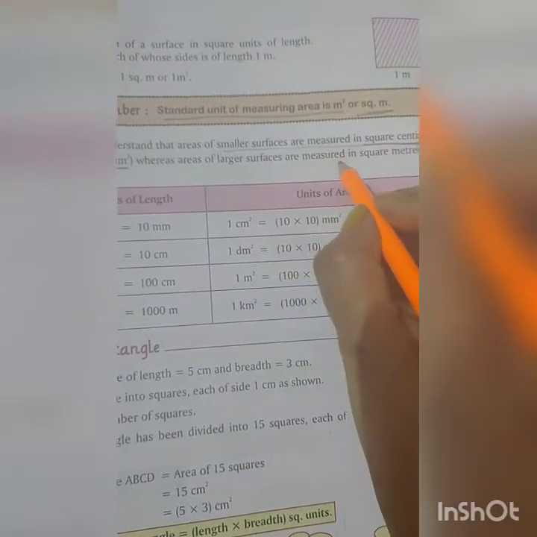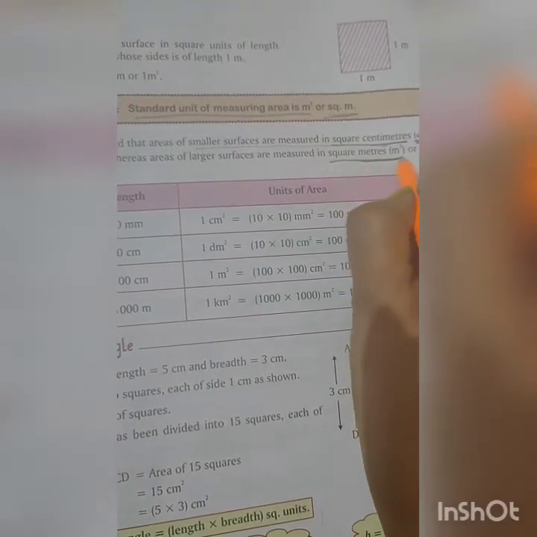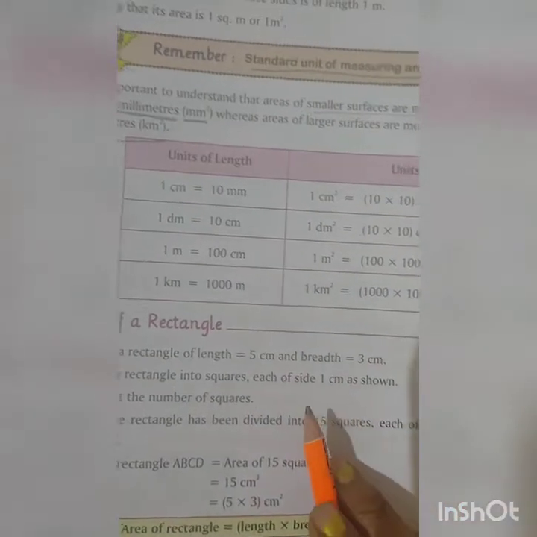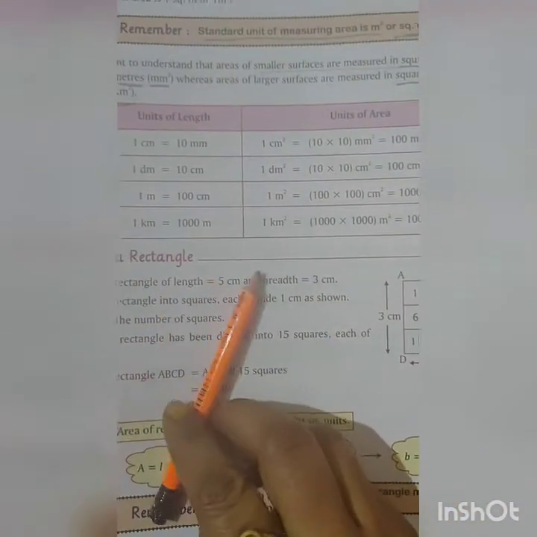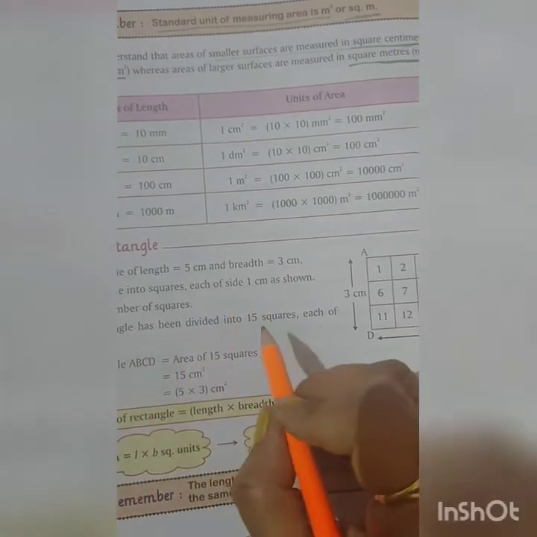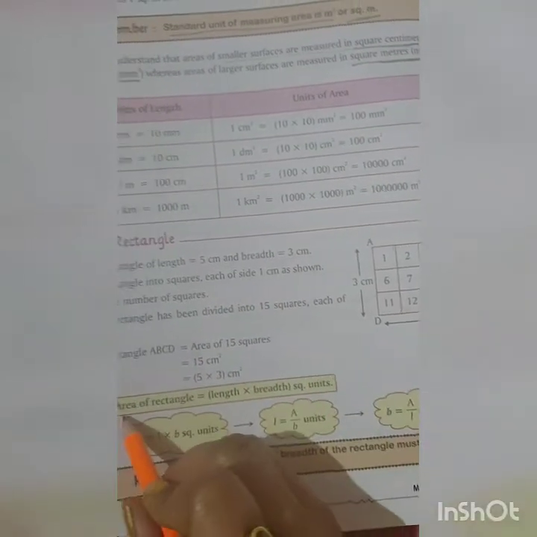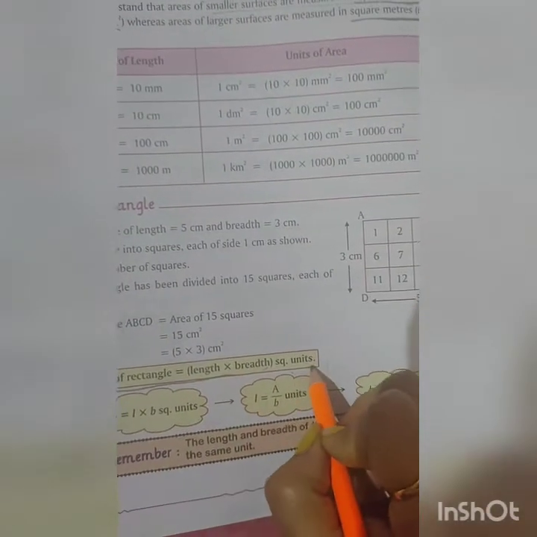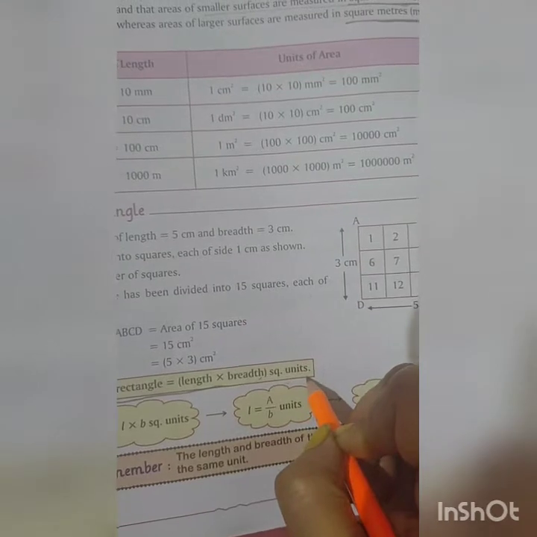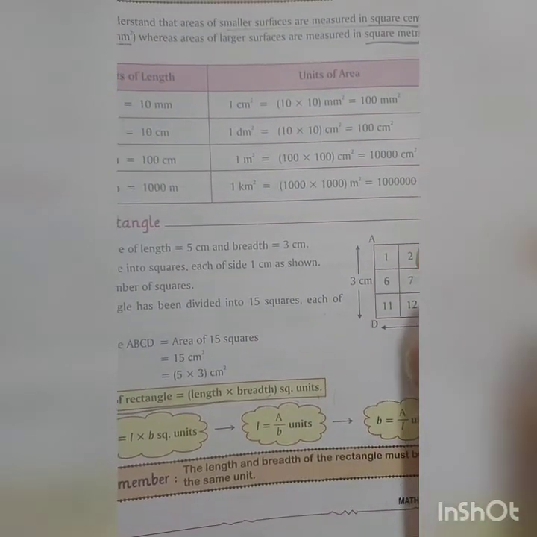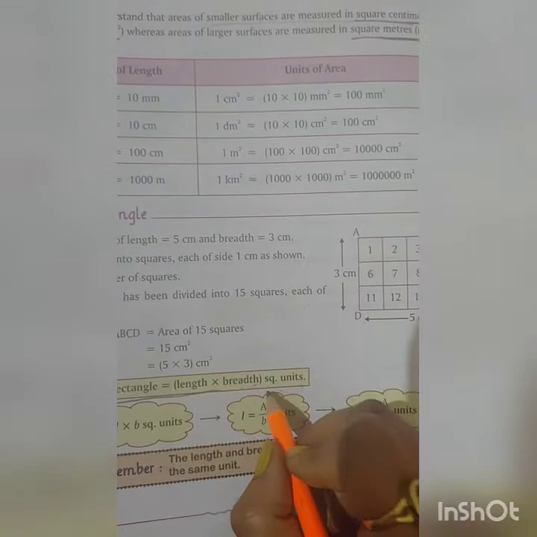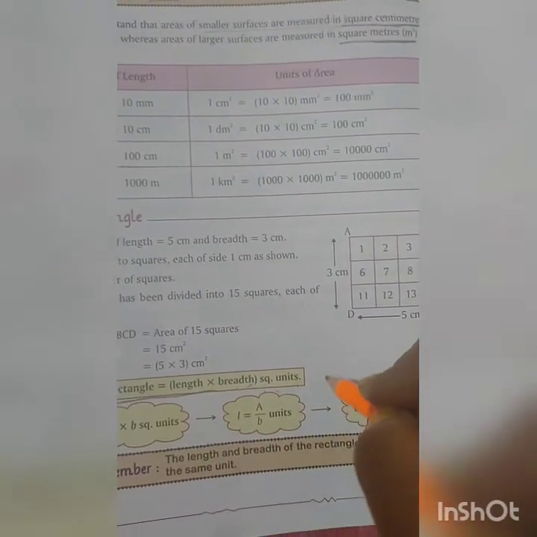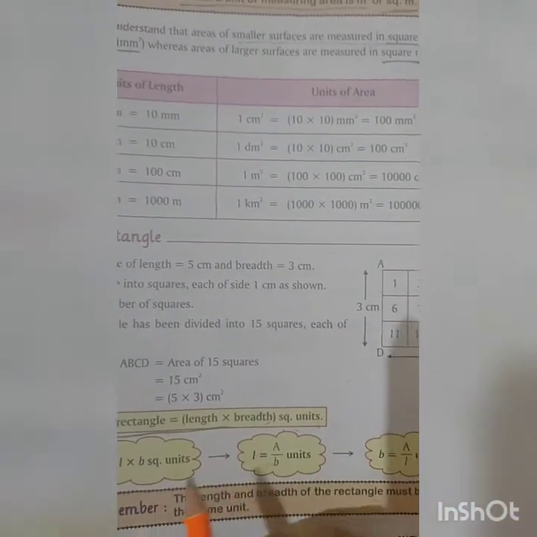Then for larger units it is meter, square meters, or square kilometers. Then area of rectangle. Area of rectangle is length multiplied by breadth, in square units. That means whatever the unit it is having, like centimeter, meter, millimeter, kilometer, it will be squared, like square centimeter, square millimeter, square meter, or square kilometer.